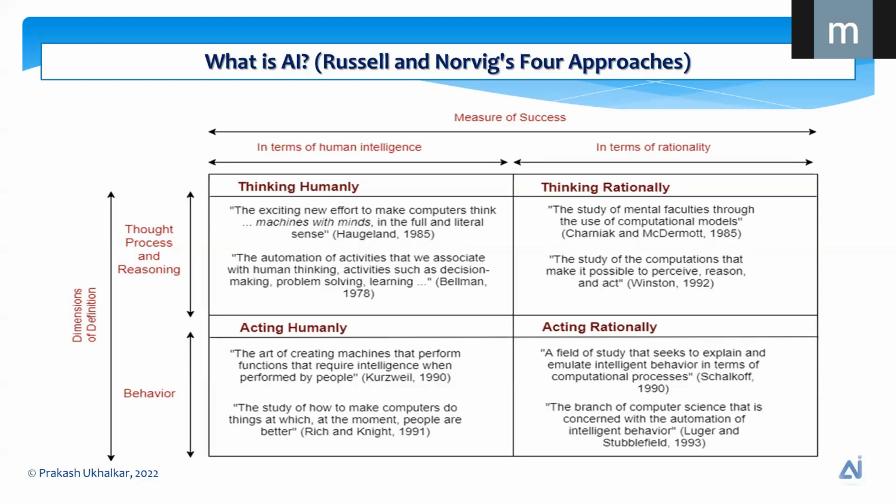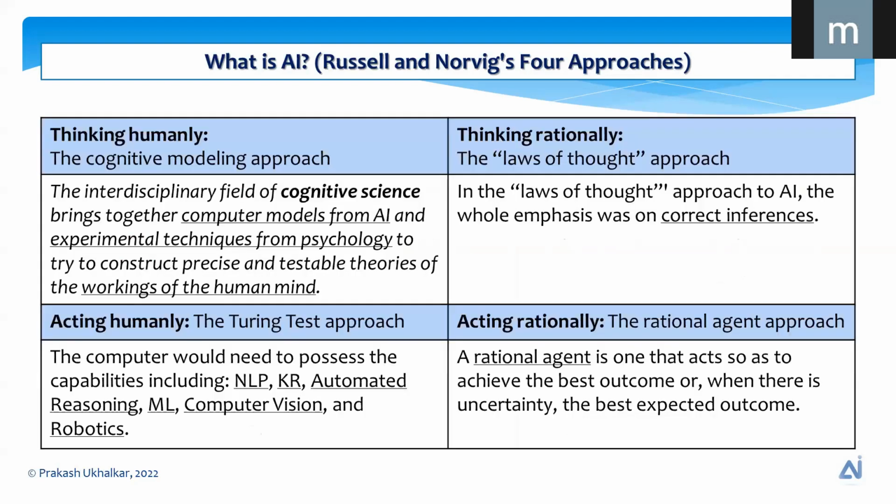Now let's move on to the other slide and look at these definitions a little more closely. Thinking humanly means the cognitive modeling approach of AI. If we are going to say that a given computer program or machine thinks like a human, we must have some way of determining how humans think. If we could understand how humans think, then we can add that intelligence into the machine and make the machine think like a human. So we need to get inside the actual workings of human minds, right? That is what is meant by thinking humanly. That is the cognitive approach.